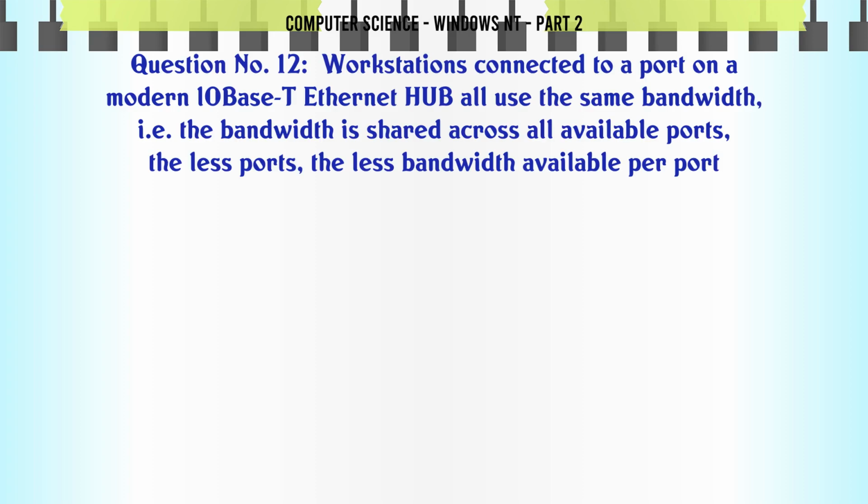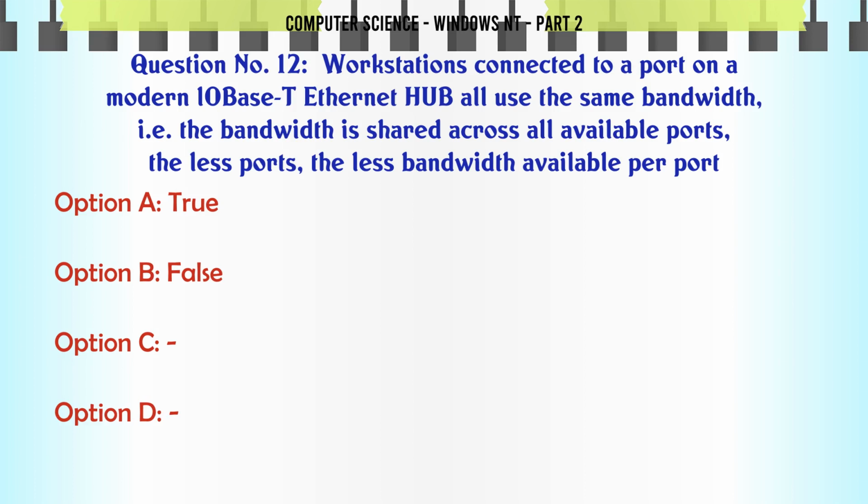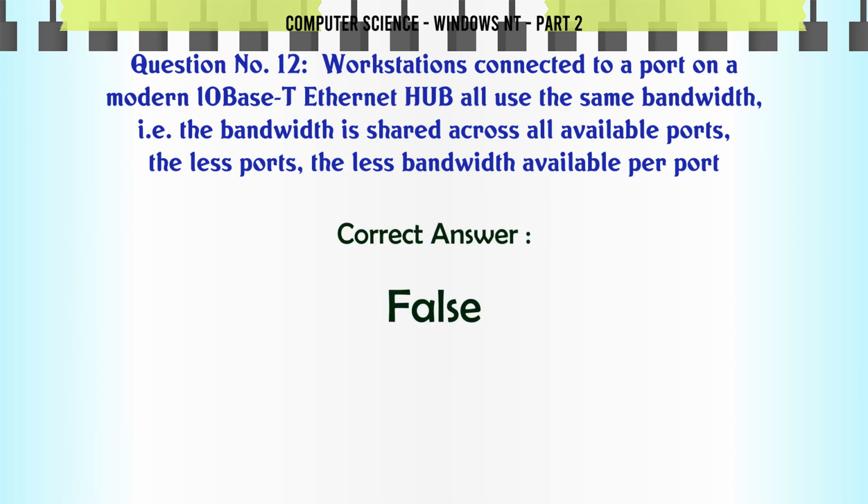Workstations connected to a port on a modern hub-based Ethernet network all use the same bandwidth, i.e. the bandwidth is shared across all available ports. The fewer ports, the less bandwidth available per port. A. True, B. False. The correct answer is false.